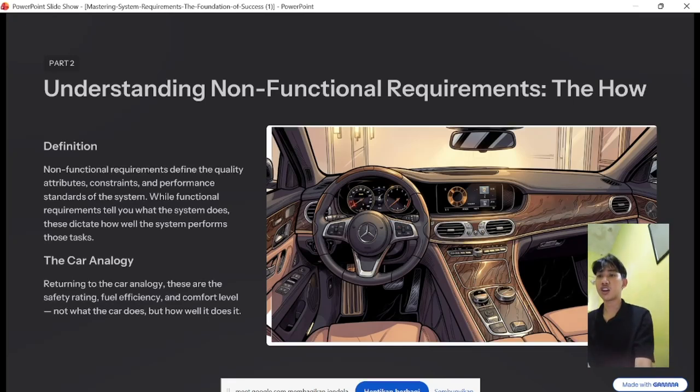Okay, next slide. Understanding non-functional requirements, the how. Definition: non-functional requirements define the quality attributes, constraints, and performance standards of the system, while functional requirements tell you what the system does. This is how well the system performs those tasks. Returning to the car analogy, it is the safety rating, fuel efficiency, and comfort level, not what the car does, but how well it does it.